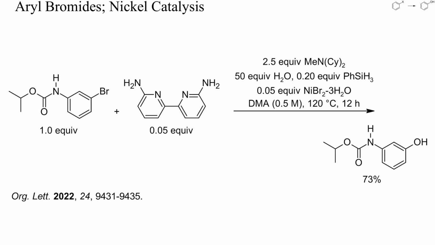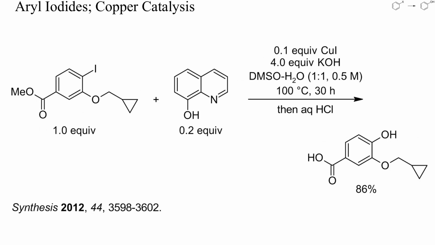In this example, a protected 3-bromoaniline was converted into a phenol with 5% of a nickel catalyst. Unlike in the copper-catalyzed reactions, no strong bases were required. The silane generated nickel(0), the active catalyst. Aryl iodides are highly reactive but more expensive than bromides or chlorides.